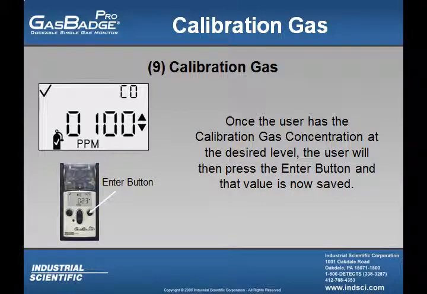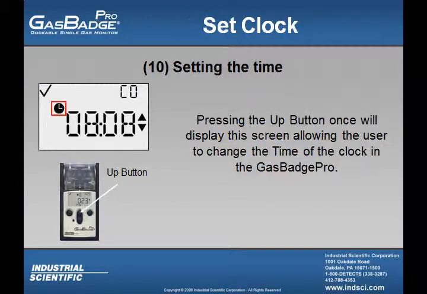Once that value is set in the instrument, the user can now press the enter button and that value is saved. Pressing the up button once will show this screen with the clock symbol on the display. This screen allows the user to change the internal time of the instrument.